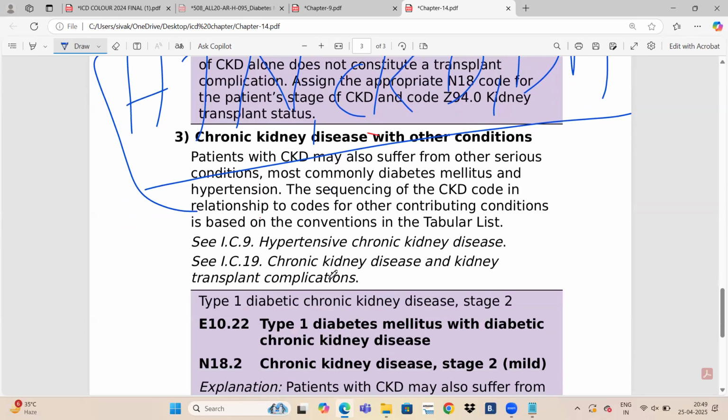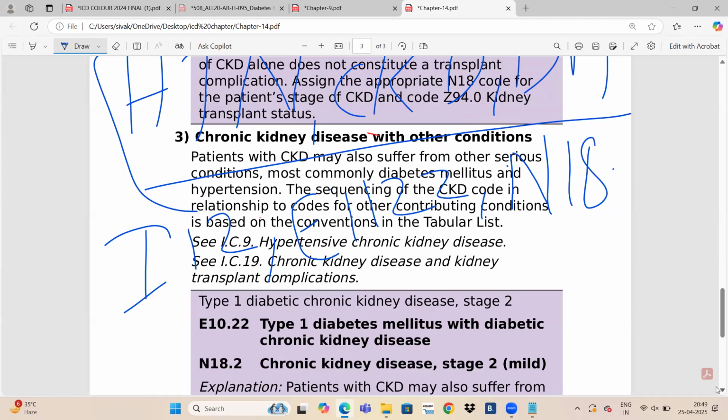What I am saying is, you need to code the I12 series, then E11.22 DM with complication, then CKD. In this sequence we need to code. Now, is it clear: hypertension, DM, CKD? Here the sequence matters. First we code hypertension, then DM, then CKD. We cannot code randomly.